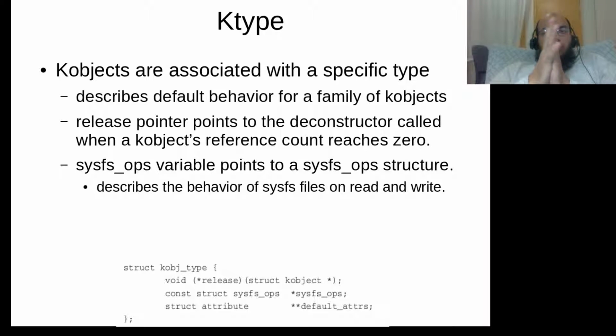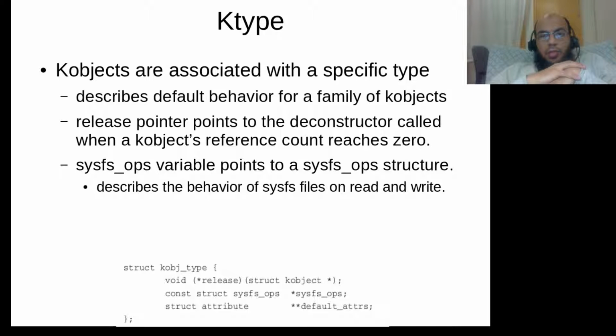Okay, so kobjects are associated with a specific type, and these specific types basically describe the default behavior for a family of kobjects. So each kobject has a type, which can define some functionality or the family that this kobject belongs to.